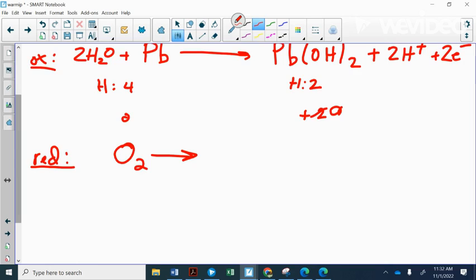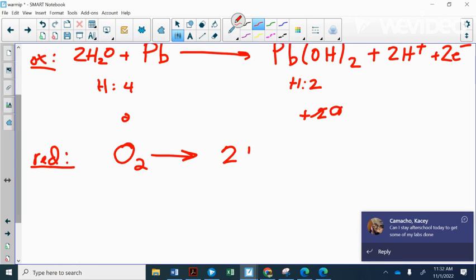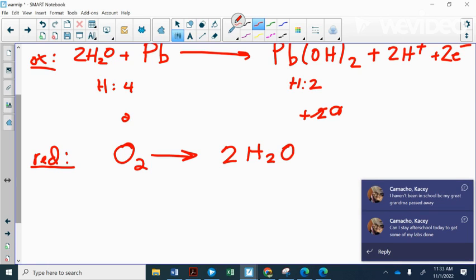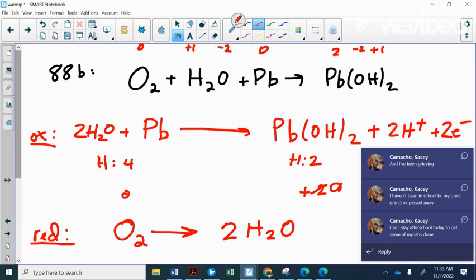It won't work. All right, so I'm going to balance this using waters. And then I'm going to balance the hydrogens using the hydrogen ion. But you wouldn't pull down Pb. Nope, because then how would you balance the lead?